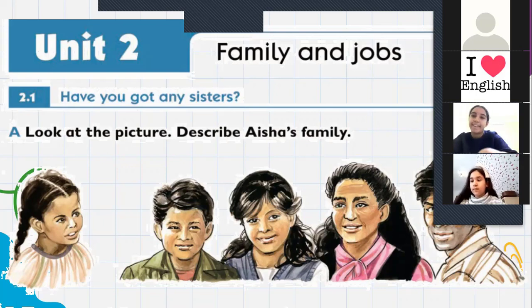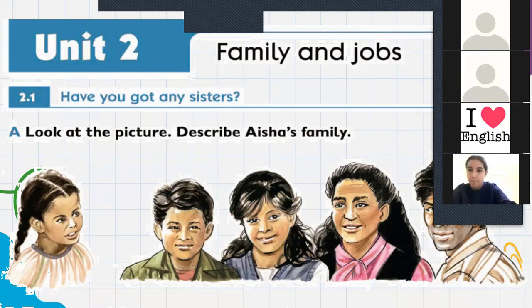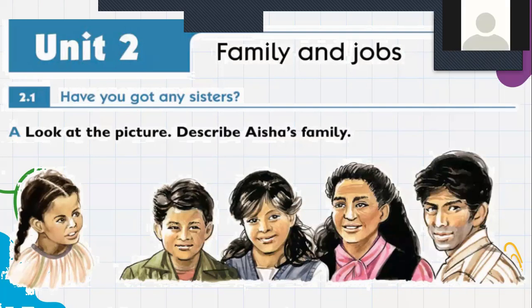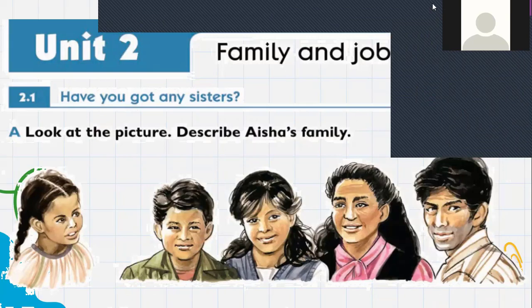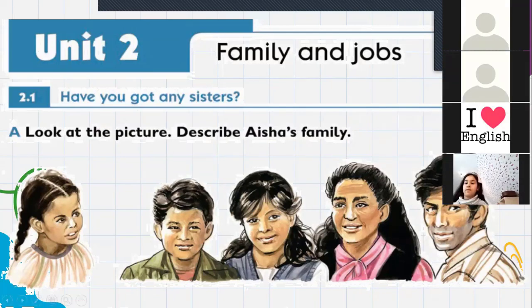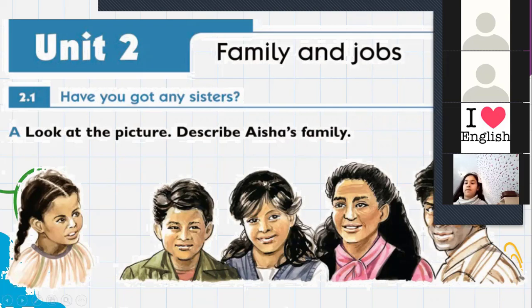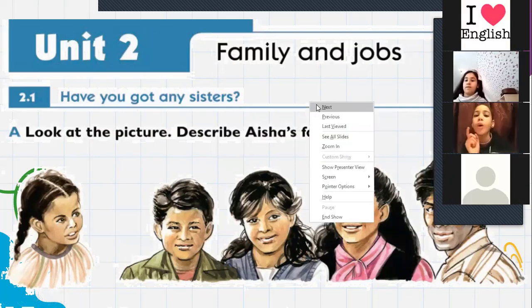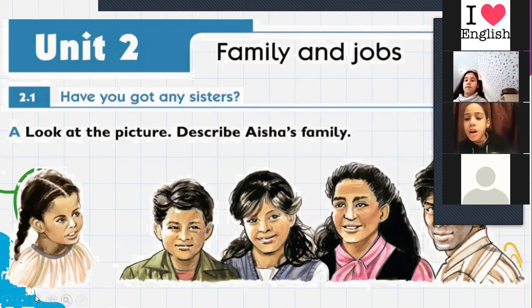She has one brother and she has one sister. Yes, she has. She has one brother and one sister, dad and mom. Yes, very good. What about you, Maryam? One brother, one sister, father and mother. Yes, very good. Yes, Maryam? One sister, one brother, father and mother. Yes, very good. Yes, Taqwa. One brother, one sister, father and mother. Yes, very good, Taqwa. Thank you so much, Taqwa.